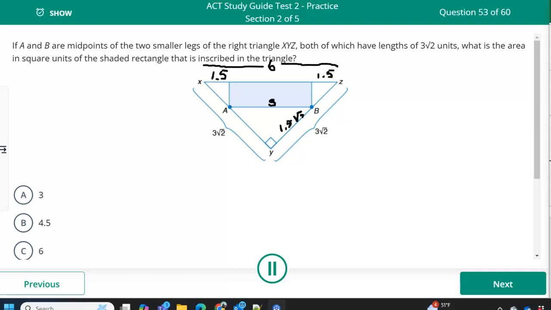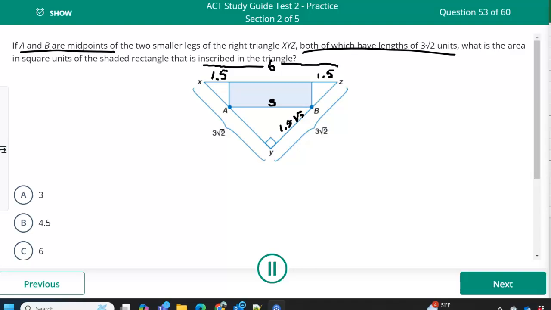All right, so let's take a look at this. This is a 45, 45, 90 triangle. It's an isosceles triangle. We're given that because these two sides are equal. They're both 3 times the square root of 2. We are given that A and B are midpoints. So if these are midpoints, then the length of a side like this is half of the total length. So the total length is 3 times the square root of 2. This length here is 1.5 times the square root of 2.